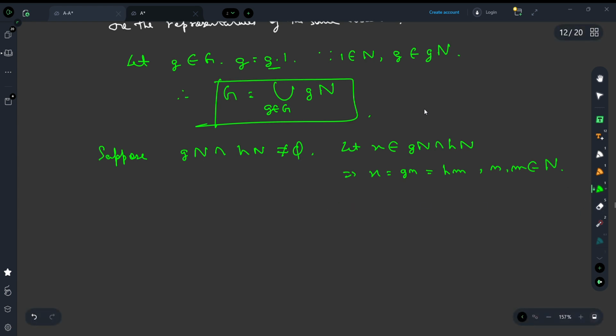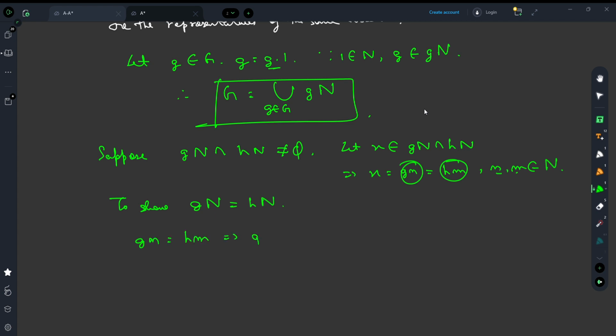Okay, let me just break it down. So to show gN is identical to hN, we have in hand that g small n is equal to h small m, where n and m are elements from N. So we have gn equals hm. We can write then that g is equal to hm n inverse, simply by multiplying by n inverse. Now m is an element from N, n was an element from N, so that implies n inverse is an element from N. So mn inverse is an element from N. So this is simply of the form hn1, where n1 equals mn inverse.